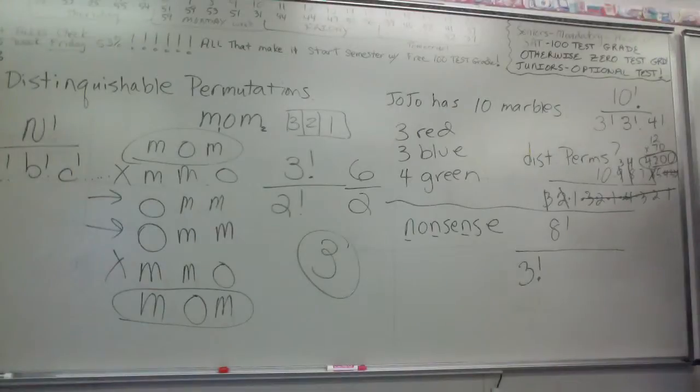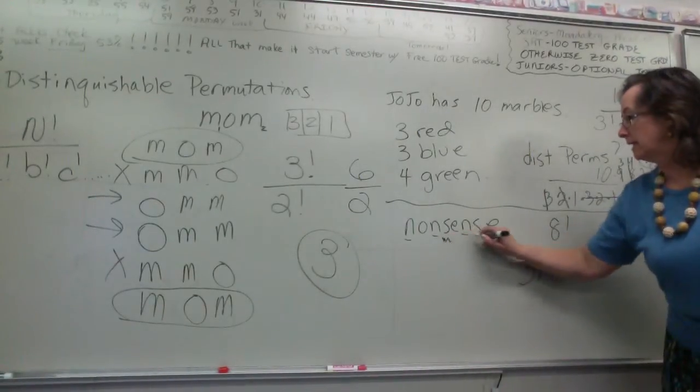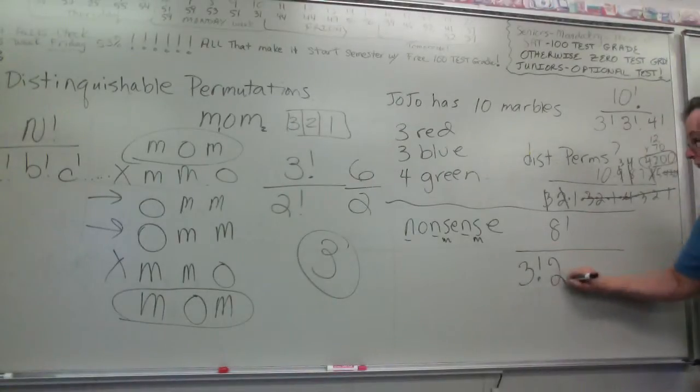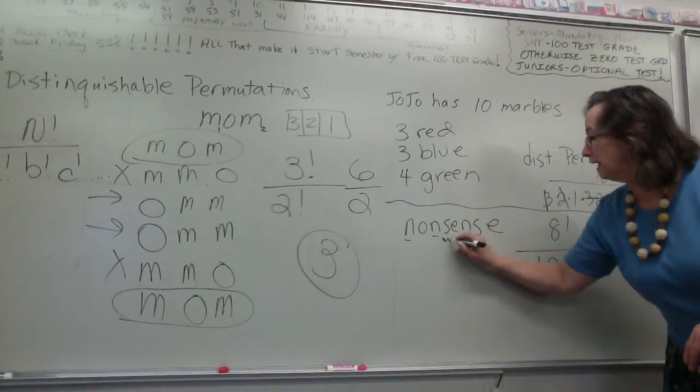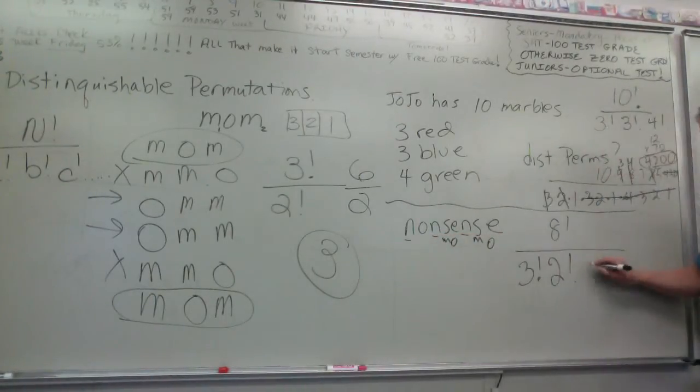Does anybody see anything else? Allie? 2 S's. So we have an s and an s. So we're going to have 2 factorial on the bottom. Is there anything else? 2 E's. So we have an e and an e. So we're going to have 2 factorial again. Anything else?